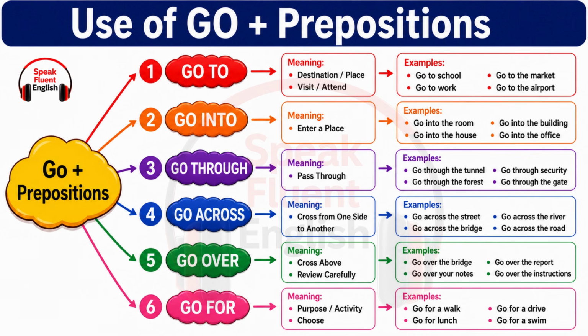Next, go across. We use go across when someone crosses from one side to another side. It is often used with roads, bridges, rivers, and open areas. Let's practice. Go across the street. Look both ways before you go across the street.